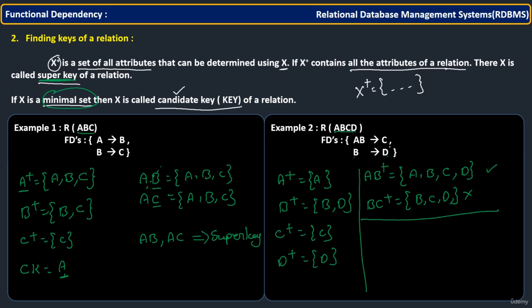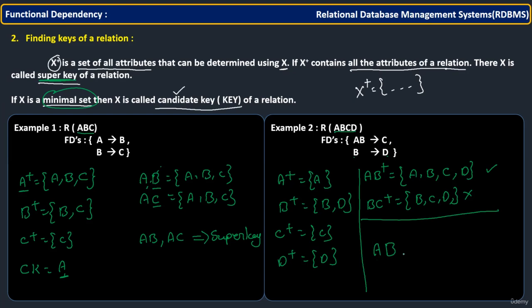Is A there? No. In any of the FDs' RHS part, A is not there. In the same way, B is also not there. Is C there? Yes. Is D there? Yes. So these are the attributes, A and B, that are definitely part of the candidate key. That is the simple thumb rule. Whatever attributes are not in any FD's RHS part, combine all those attributes, and they are definitely part of the candidate key.